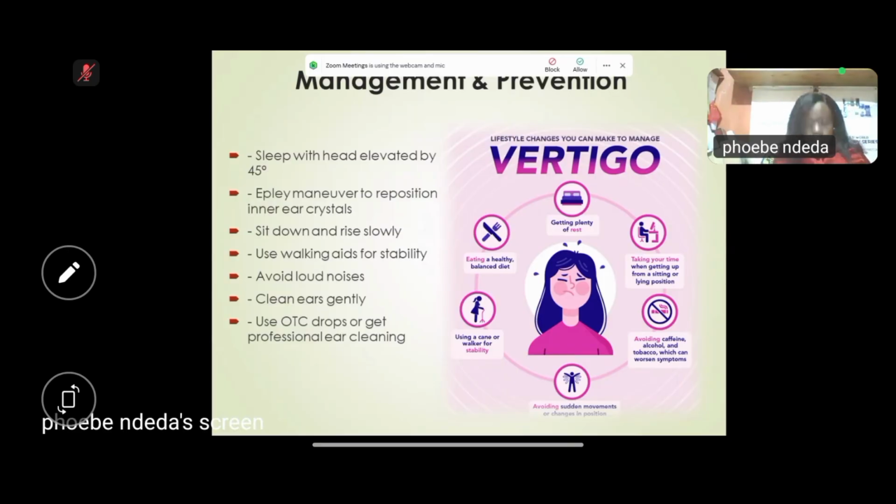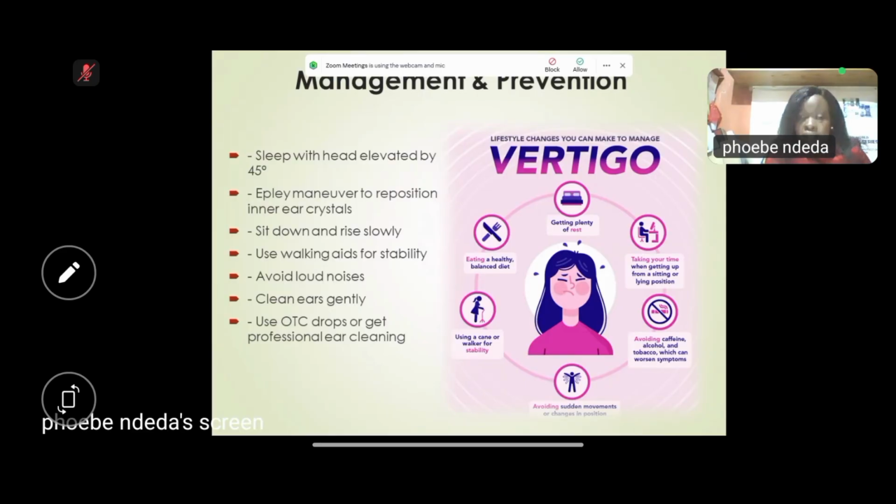So on management and prevention, we are saying that you sleep with your head elevated by 45 degrees. So your pillow should be at least 45 degrees. The next thing that you can do is do an Epley maneuver to reposition those inner ear crystals. So an Epley maneuver is just a therapeutic series of exercises and body movements used to treat the BPPV. So when you have vertigo and you're doing an Epley maneuver, it means you keep on tilting your head to a position where you don't feel it again.